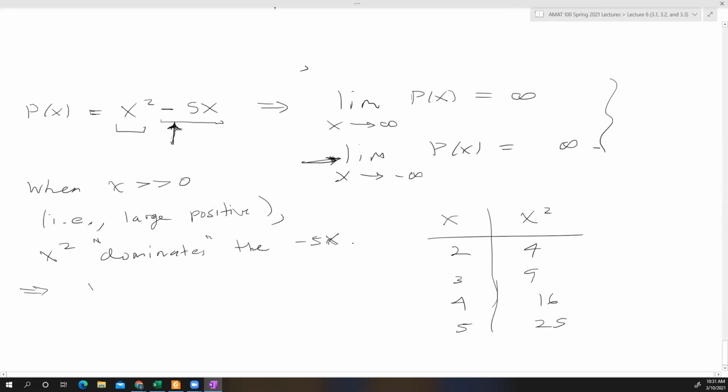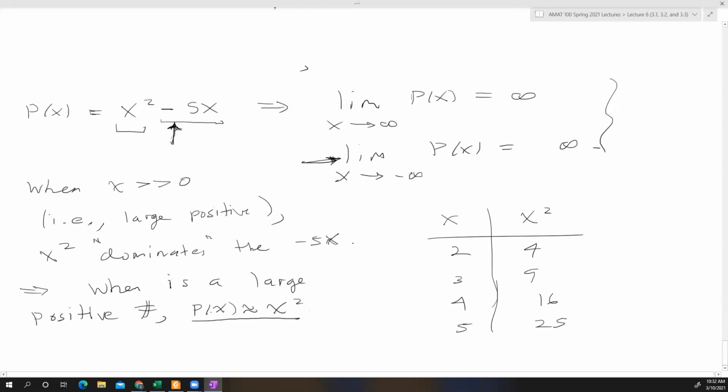So another way of saying that is that when x is a large positive number, P of x looks like it's approximately x squared. This term becomes negligible. Negative 5x becomes negligible. So when x is large, P of x basically just looks like x squared, and so it's going to have the same limit as that.